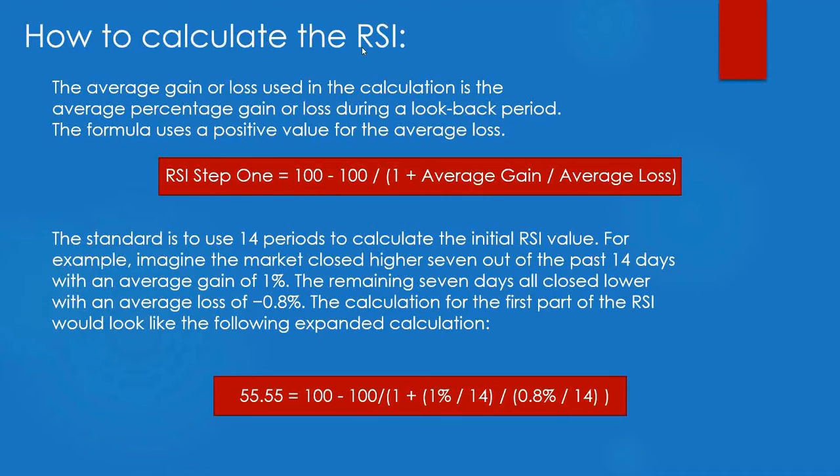For example, imagine the market closes higher 7 out of the past 14 days with an average gain of 1%. The remaining 7 days all closed lower with an average loss of minus 0.8%. The calculation for the first part of the RSI will look like the following expanded calculation.